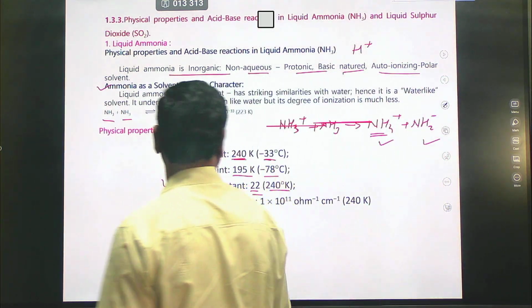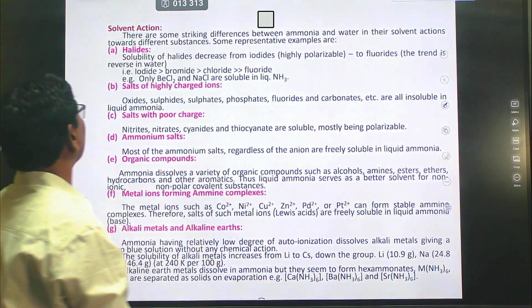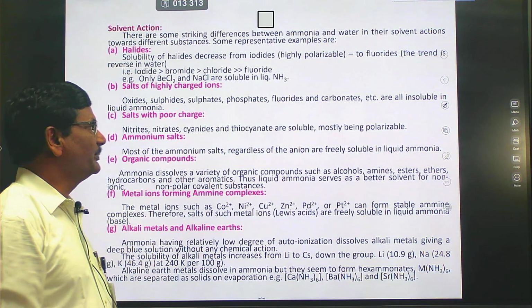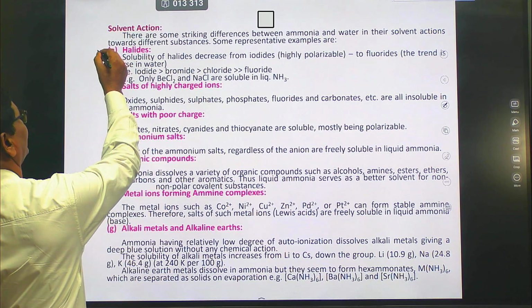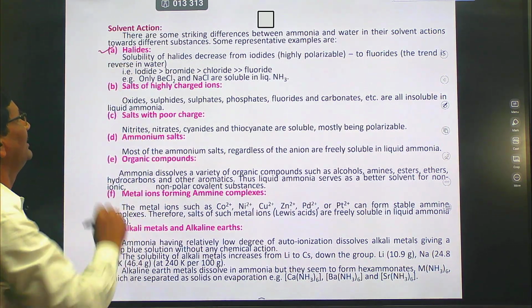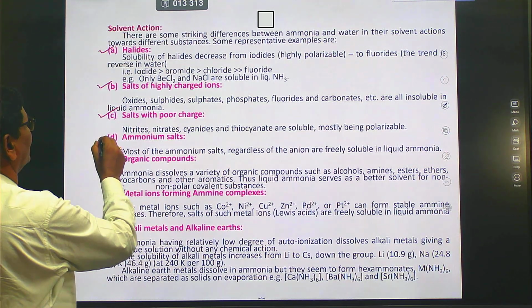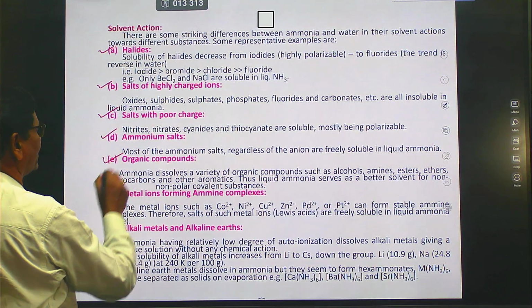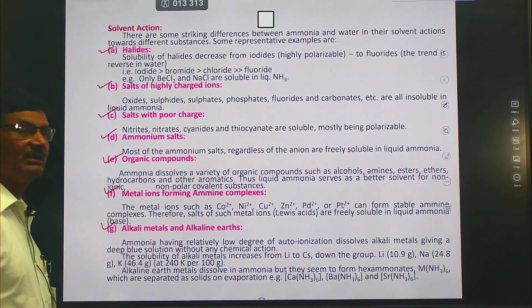Then next, solvent action. Liquid ammonia we are going to categorize in different ways. What are the solvent actions? If you take halides, salts with poor charge, then ammonium salts, organic compounds, then metal ion forming amines, and alkali metal ions and alkaline earth metals.